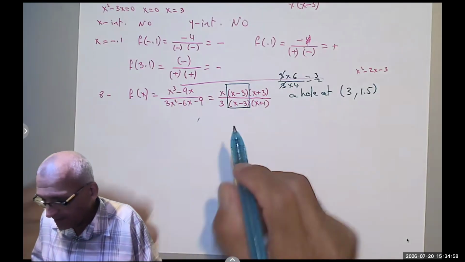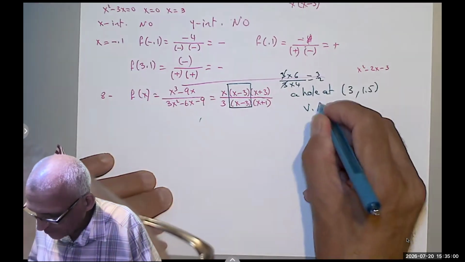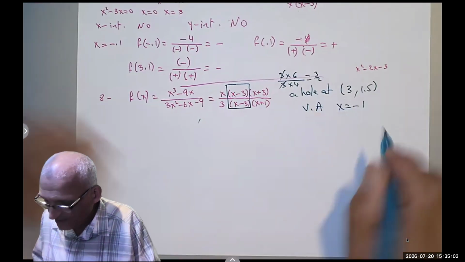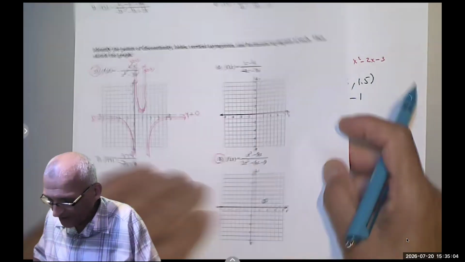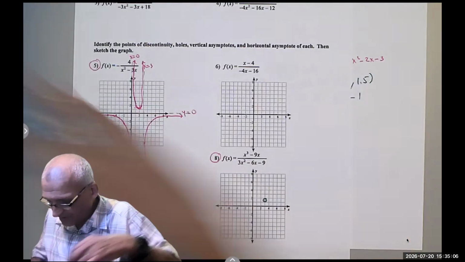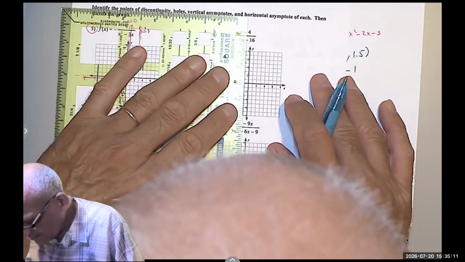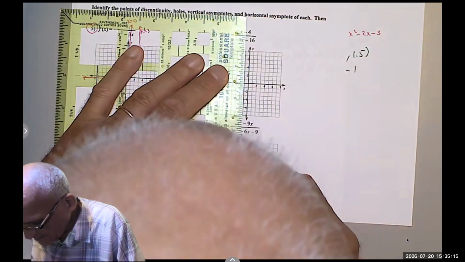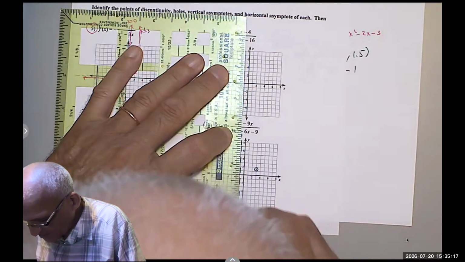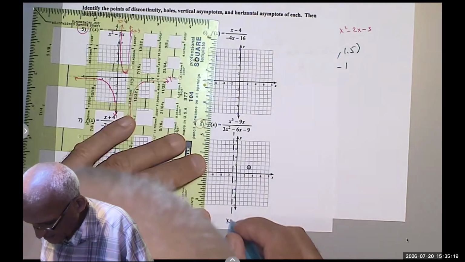We have a vertical asymptote at x equals -1, right? Because that would make the denominator 0. So I have a vertical asymptote here, x equals -1.